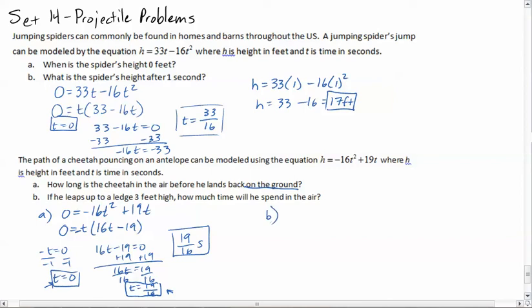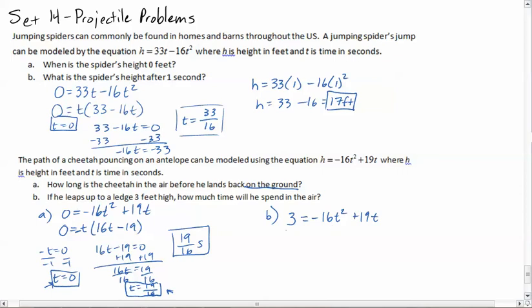Letter B, if he leaps up to a ledge 3 feet high, how much time will he spend in the air? Again, this time the height is going to be 3 because we're going up to 3 feet. So 3 equals negative 16t squared plus 19t. This one will be a little bit different because it's not equal to 0.